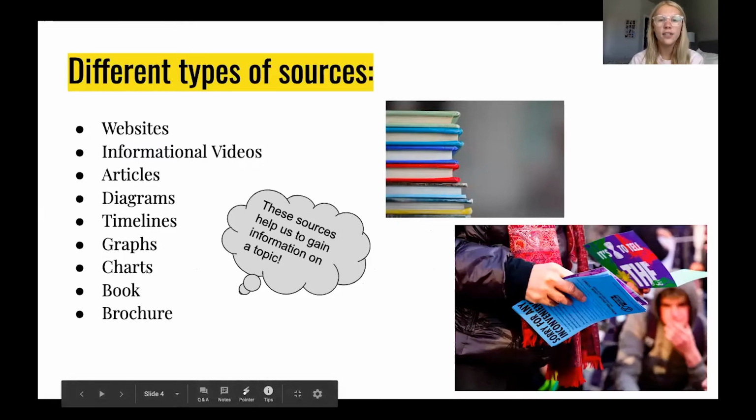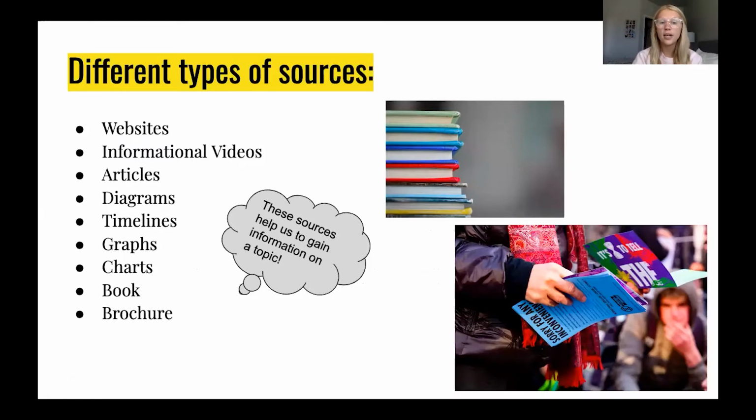So let's cover different types of sources. I'm sure you are familiar with these different types of sources and you've used them before. We have websites, informational videos, articles, diagrams, timelines, graphs, charts, books, and even brochures. All of these sources can help us to gain information on a topic.